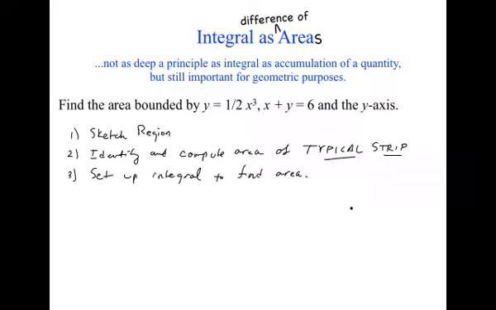Because it's this value minus this value. See how I solve the intersection? I always solve the intersection. You just set them equal to each other, right? And figure out what y is.